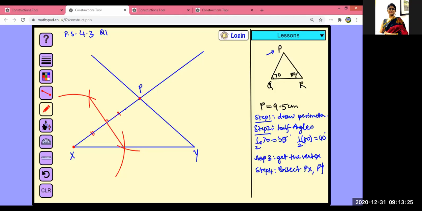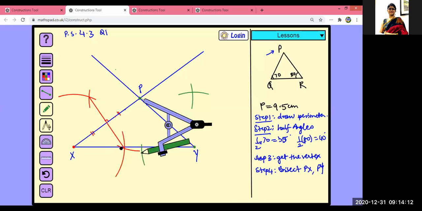Next, we draw the perpendicular bisector to the other side, that is side PY. Place the steel point on P, take more than half distance in the compass like this, and draw two arcs on each side. Draw one arc on the top and one arc on the other side. Now place the steel point on point Y, and without disturbing the distance, we cross out those two arcs. Here we are crossing out both the arcs.